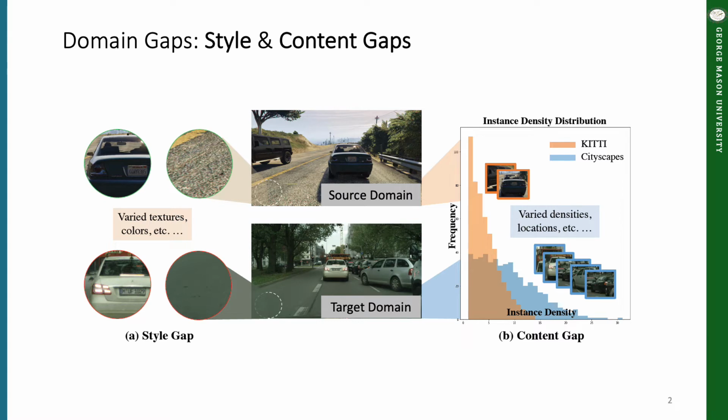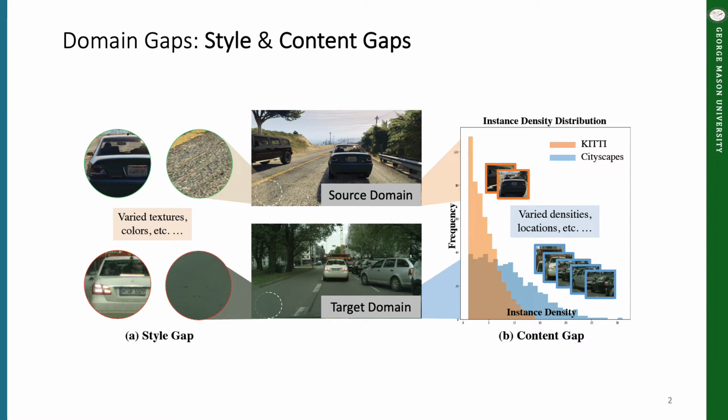However, there is another gap, which we identify as the content gap, that also affects the accuracy. For example, we show an instance density distribution from KITTI and Cityscapes datasets. You can see that the density distributions for these two datasets are different. KITTI images usually have more sparse objects, while in the target domain Cityscapes, you can observe that there are usually more objects. This kind of density distribution can also influence accuracy, since you have never seen such dense scenarios in your source domain. So the accuracy when you transfer will also be influenced.